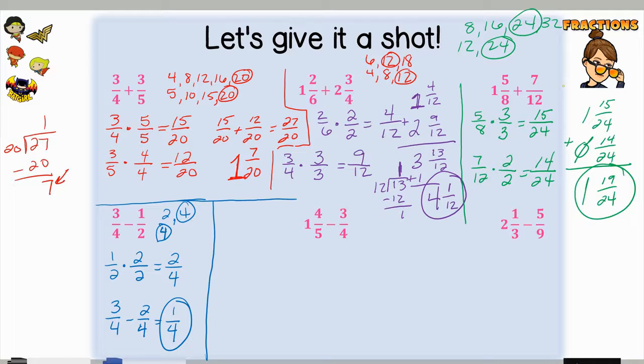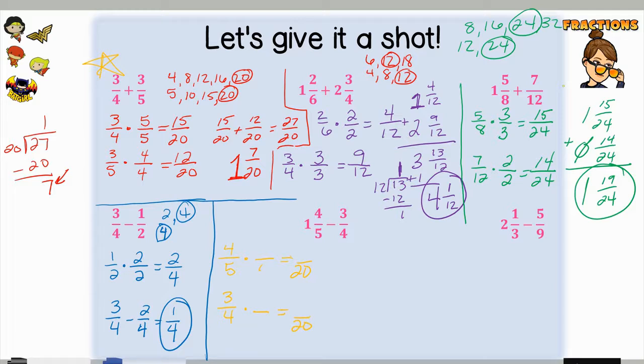So here I have 5 and 4. Well, from this problem at the top, I know my LCD is 20. So I don't have to list the multiples. I just know that that's what I have to change it to. So I have 4/5 times something has to get me to 20, and I know that I have 3/4 times something has to get me to 20.